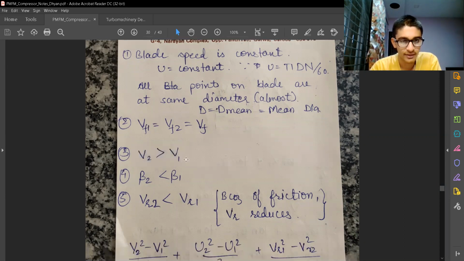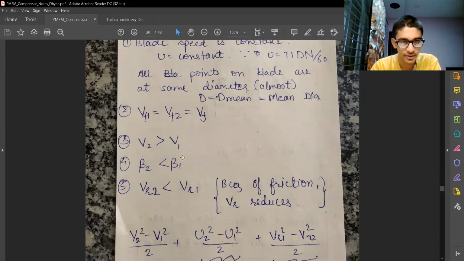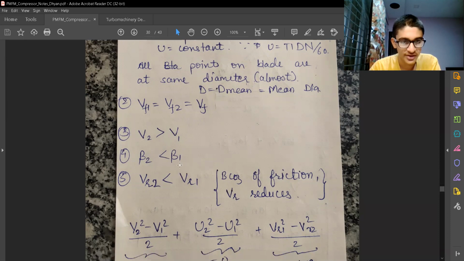V2, that is the velocity at the exit of the rotor, is going to be more than the velocity at the inlet of the rotor. So 1 represents anything which is before the rotor blades and 2 represents anything which is after the rotor blades. Beta 1 and beta 2: betas are the angles of the relative velocity with respect to the vertical. Please remember, here we are defining the angles with respect to the vertical, that is, the perpendicular direction with respect to the blade speed. Earlier we used to define them with respect to the direction of blade speed. Here it's perpendicular to the blade speed. So beta 2 is less than beta 1.